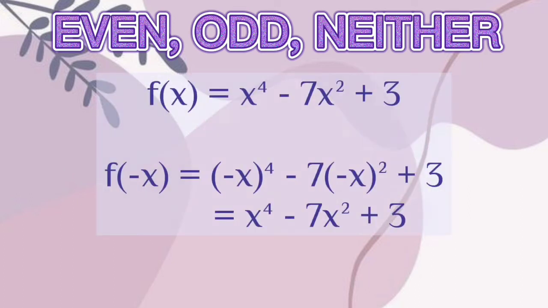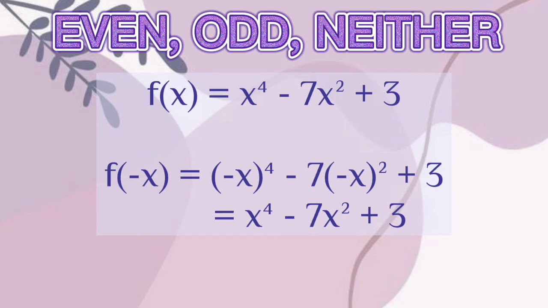f of x is equal to x raised to 4 minus 7x squared plus 3. Let's plug the negative x into the equation. Negative x raised to 4 minus 7 times negative x squared plus 3. Negative x raised to 4 is equal to positive x raised to 4 since negative x will be multiplied by itself 4 times. Next is negative 7 multiplied by negative x squared.